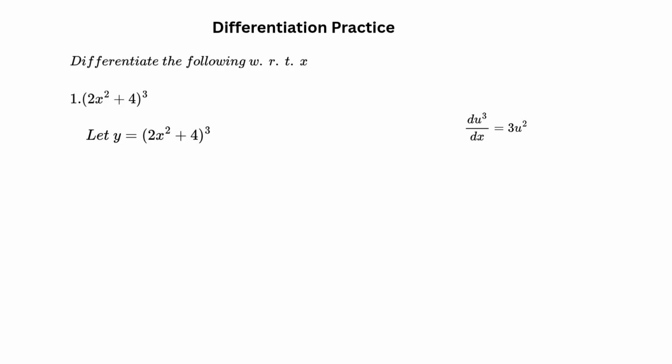Now, keep the inside expression unchanged and write dy/dx = 3 × (2x² + 4)². Next, differentiate the inner function. The derivative of 2x² + 4 is 4x. Therefore, × 4x. Finally, dy/dx = 12x (2x² + 4)². Very simple. Differentiate the outer function first, then the inner function.